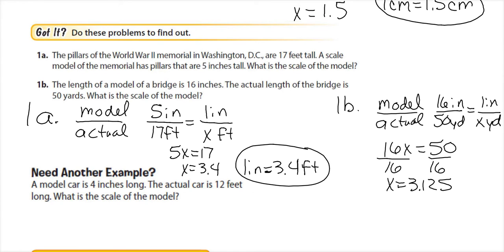Again, we actually need to write the scale, so let's do that. So that means 1 inch equals 3.125 yards. Okay?